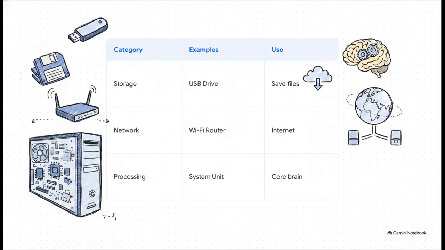To round out the whole ecosystem, we have storage, network, and processing devices. Storage hardware like flash drives lets you archive and physically transport your data. Network devices, think Wi-Fi routers and network ports, build the invisible bridges connecting your standalone machine to the wider web. And at the center of it all, that's the processing hardware, usually housed inside a system unit. This is basically the grand central station of your computer. It holds the CPU and RAM, and it routes every single piece of data between your input, output, storage, and network components. It's incredibly busy in there.